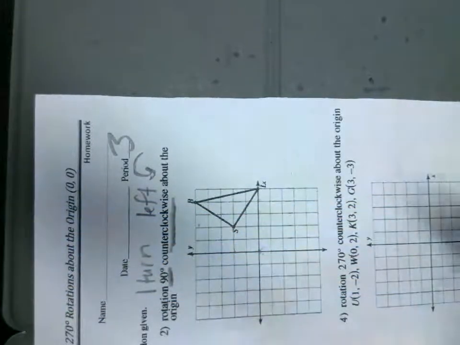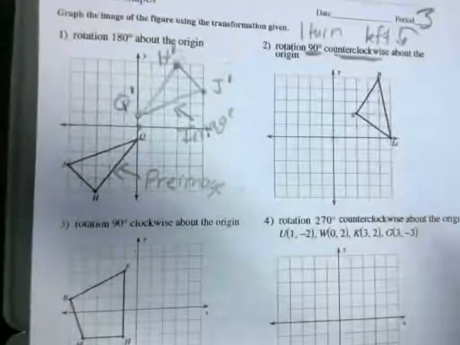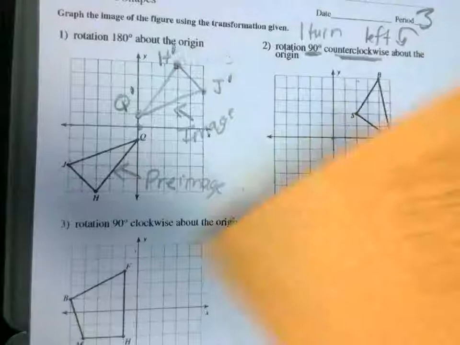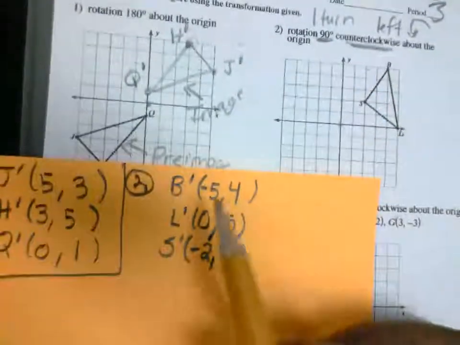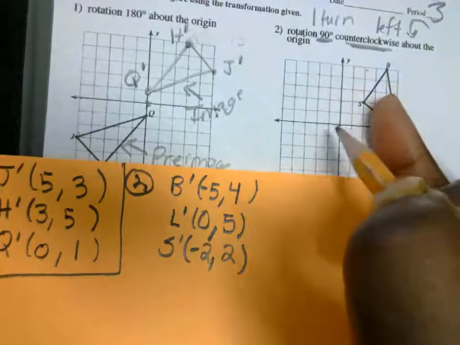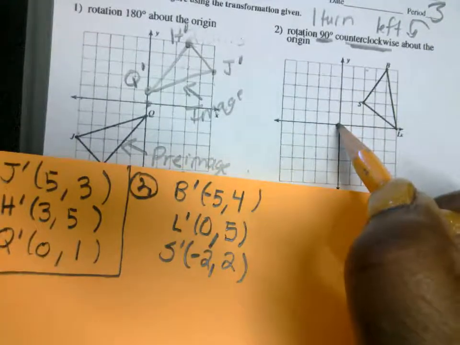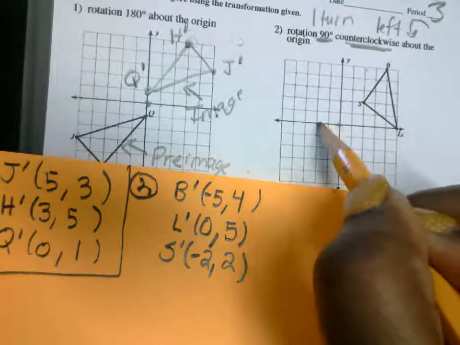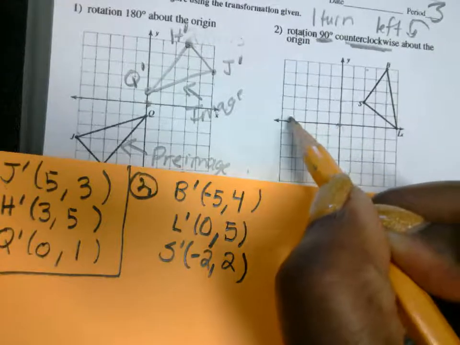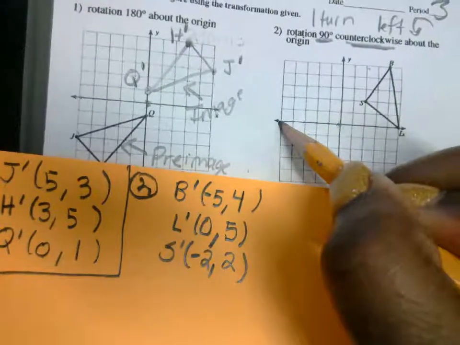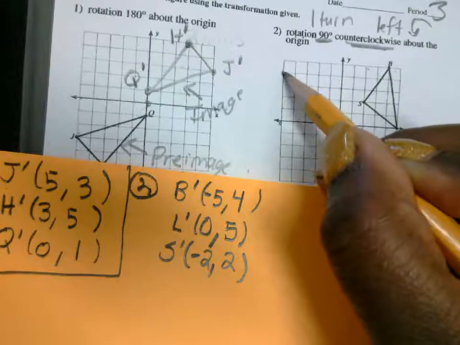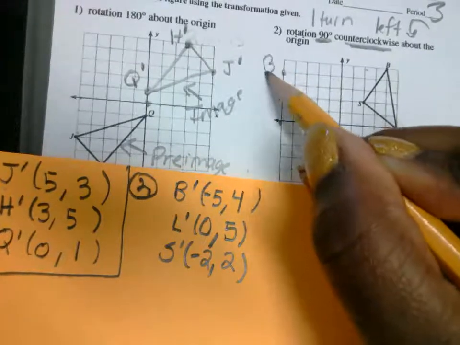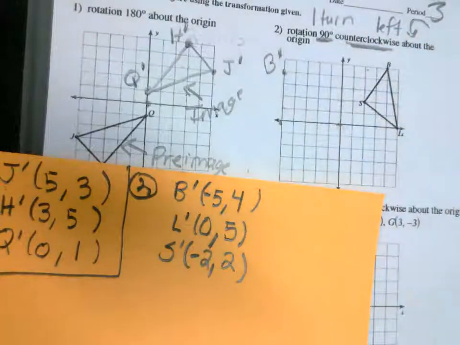Turn your paper back the correct way. Remember, it was over here. So let's write down these ordered pairs. Let's do B prime first. Start at the origin. -5 is to the left. 1, 2, 3, 4, 5. And up 4. 1, 2, 3, 4. This is B prime.